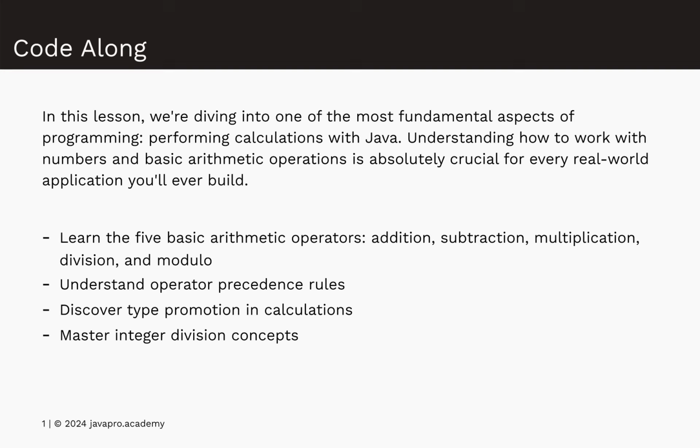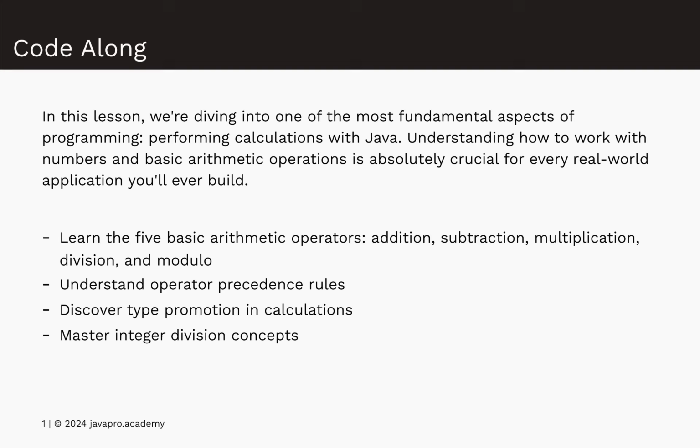Third, we'll dive into type promotion in arithmetic to see how Java automatically handles mixing different number types, like integers, doubles, and floats. This prevents data loss and ensures your calculations work correctly. And finally, we'll tackle understanding integer division, which can catch even experienced programmers off guard and is one of the most common sources of bugs in Java programs.